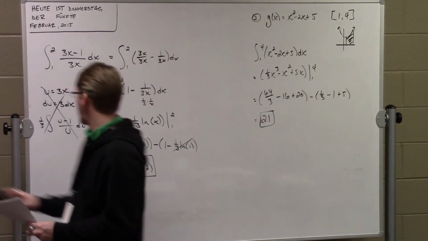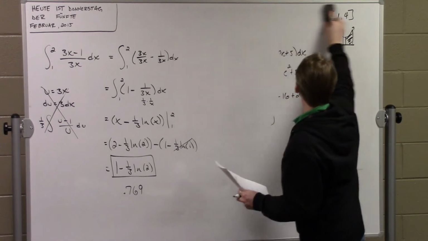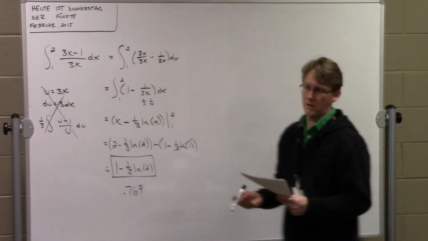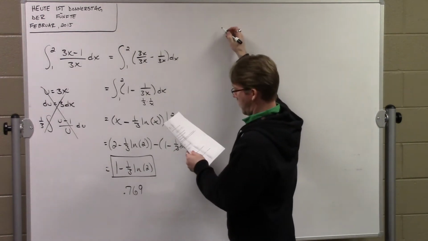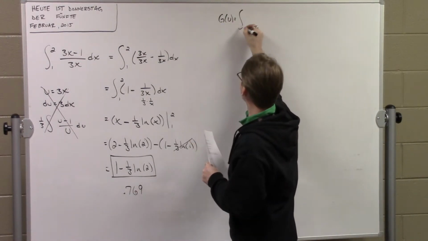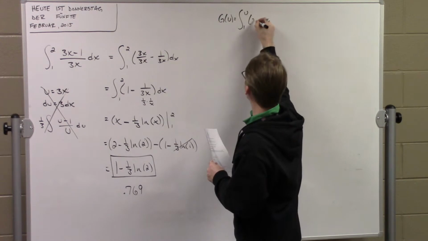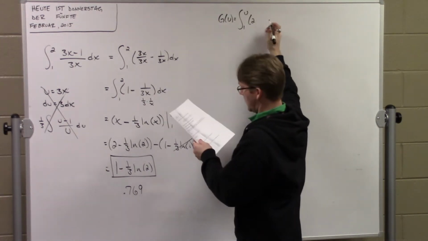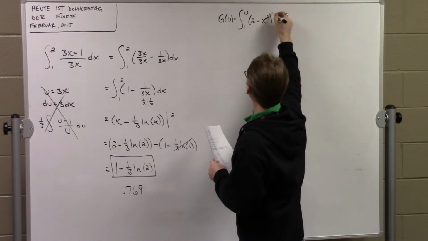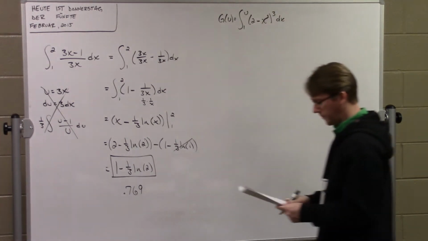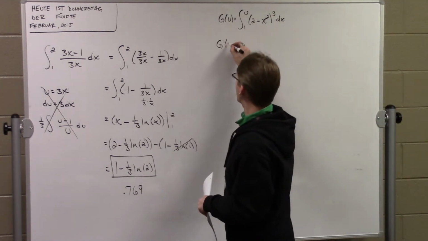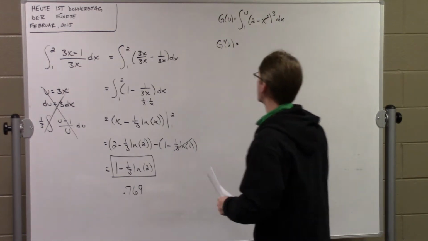Four and 5 are the ones they put on the test to see who really likes bonus points. These were nice and easy bonus point questions. So 4 was: if g of u is equal to the antiderivative of 1 from 1 to u of (2 minus x squared) cubed dx, then find g prime. This is the fundamental theorem of calculus.